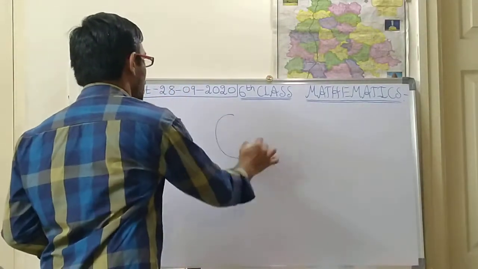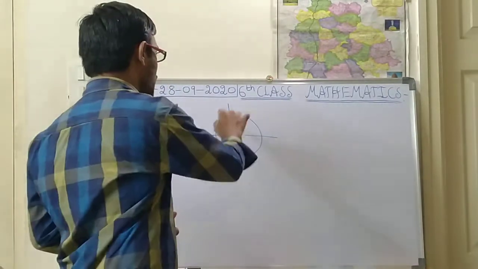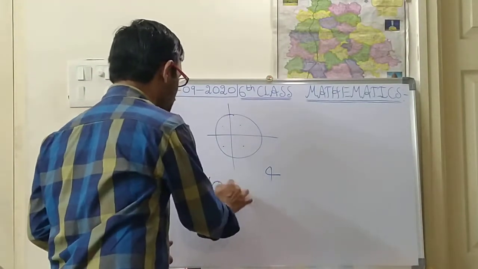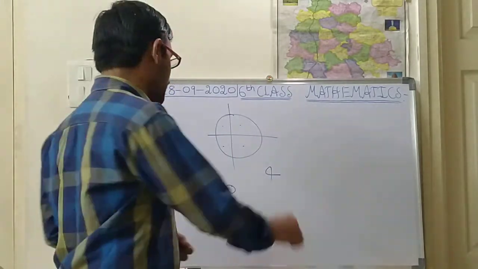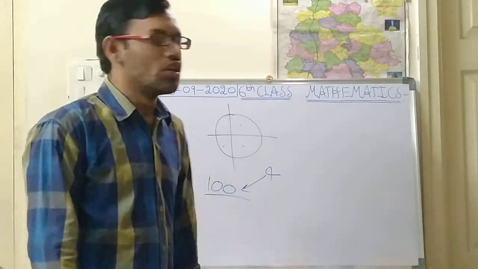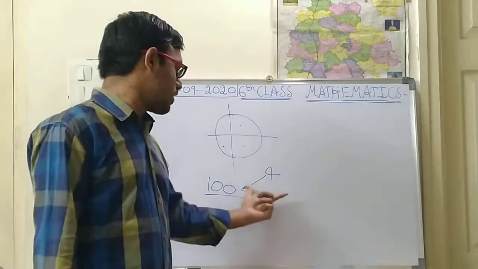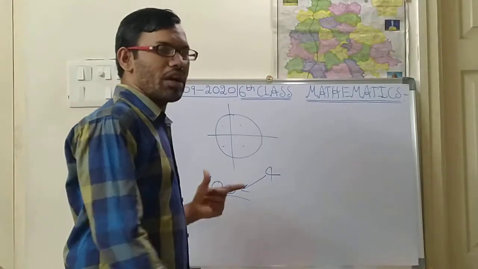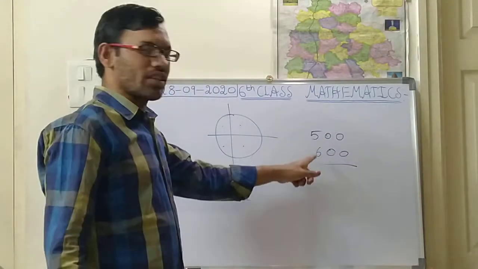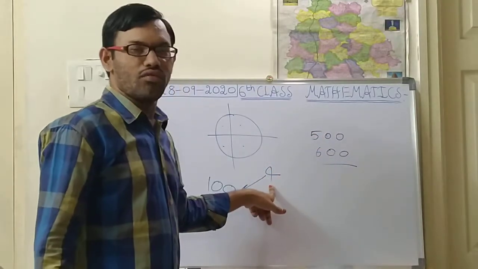First of all, take a circle and divide it into 4 equal parts: 1, 2, 3, 4. If you take the circle as 100, you can divide it into 4 parts. So 100 is divisible by 4, as you have seen. After 100, whatever the multiples of 100 are, like 500, 600, all of those are divisible by 4.